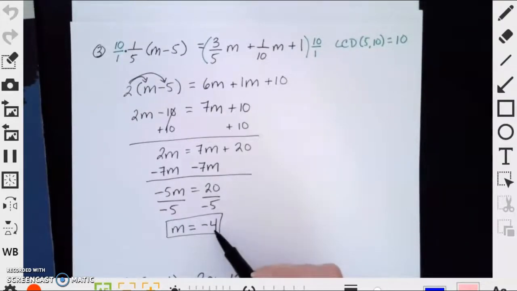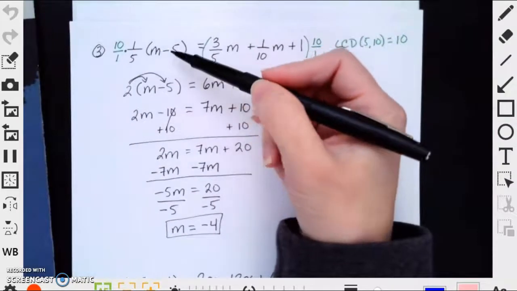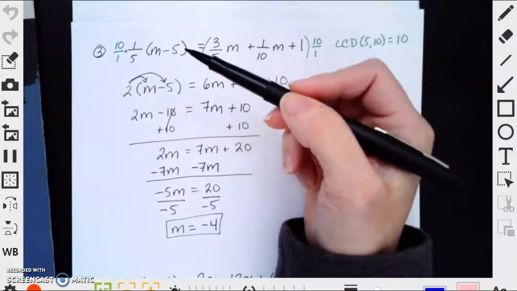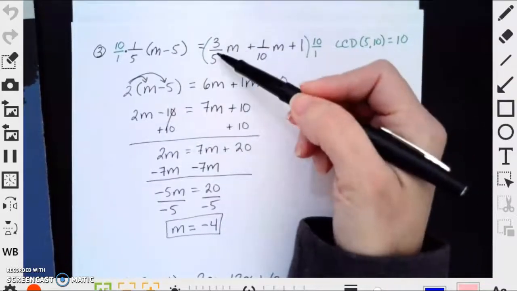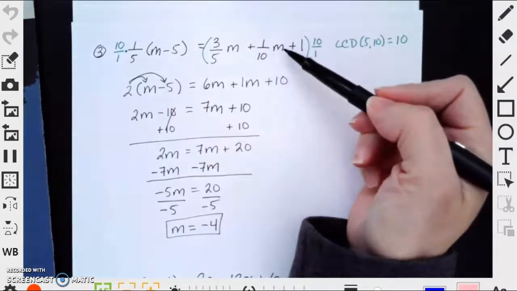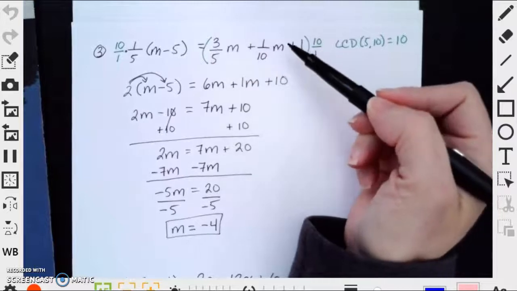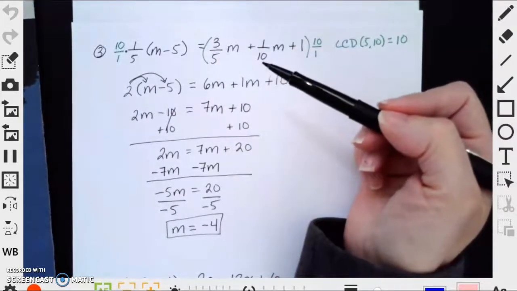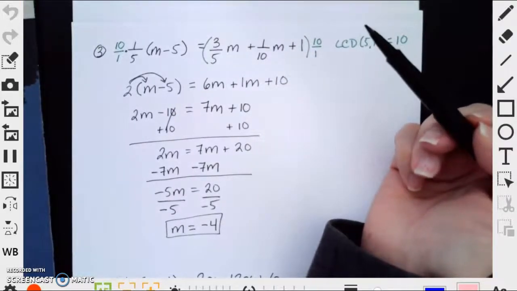And once again, you could take that value, plug it into the original equation, negative 4 minus 5, multiply by 1/5. Take note of what that result is. Go back here. Negative 4 times 3/5 plus 1/10 times negative 4, and then plus 1. And then when you combine those, you have the same thing that you have on the other side, and you should, in fraction form or decimal form. If you're doing this in your calculator just to check, you can compare the decimals instead of writing in fraction form. That works as well.